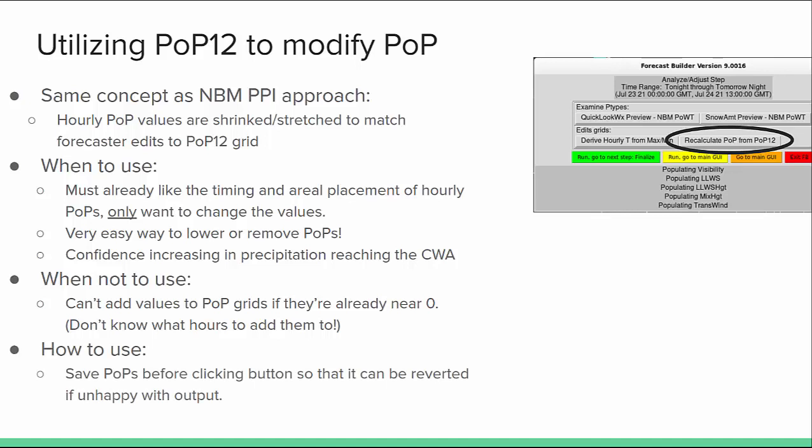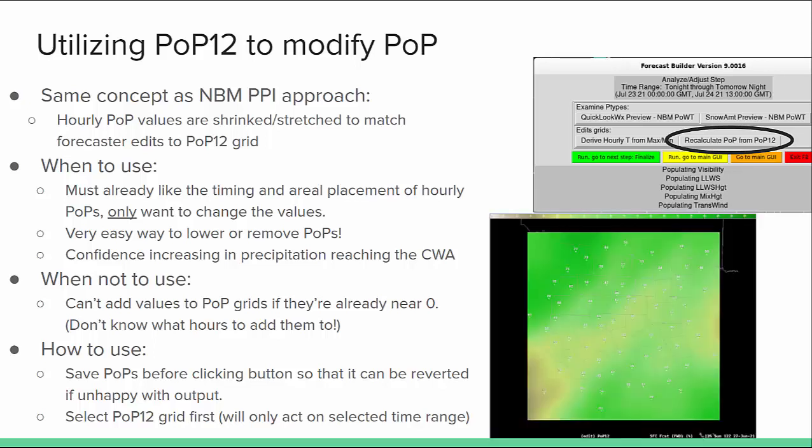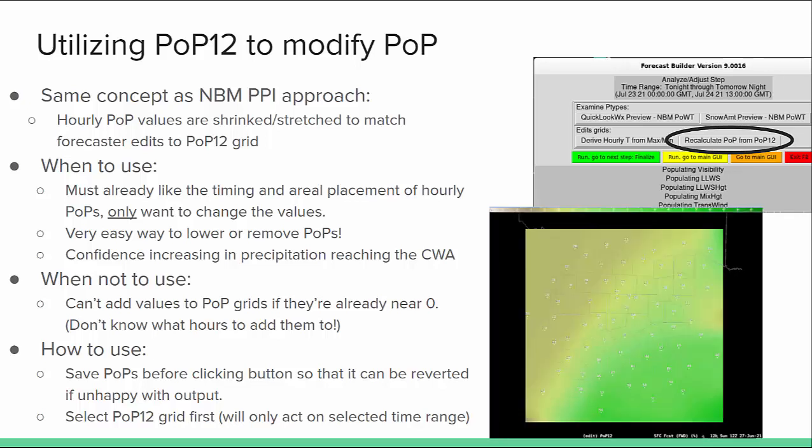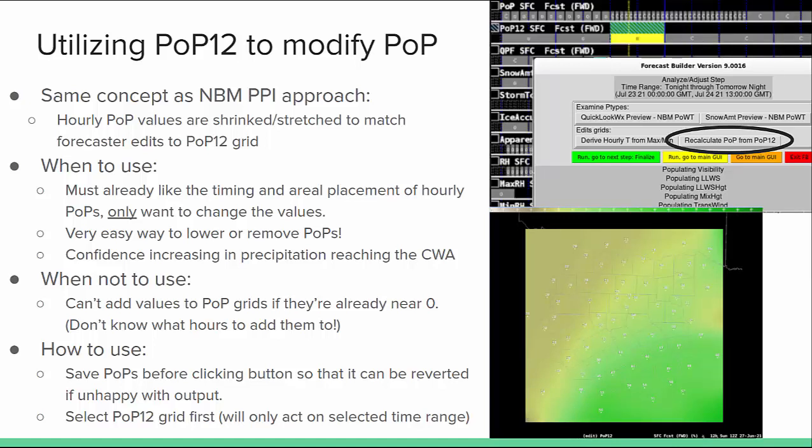So again, how to use this? Just save your pops before clicking the button, so that it can be reverted if you're unhappy with the output. And make sure to work with your pop 12 grid first, because it will act on that selected time range. So if you're looking at, say, today's pop grids, you want to select the pop 12 grid for today, and it's going to adjust all the pop grids for the daytime period. And you can see that here in some of the sample images.